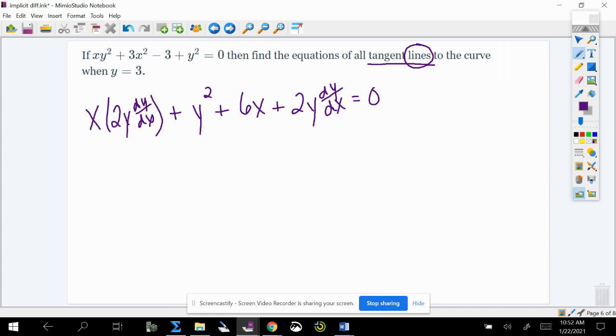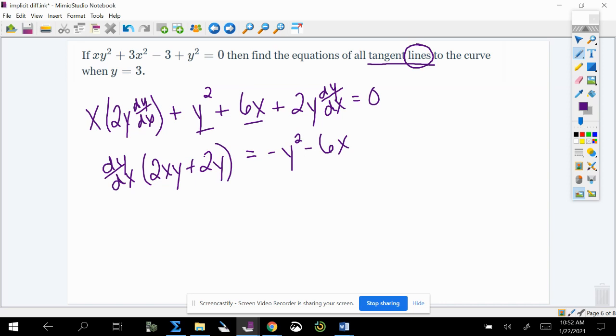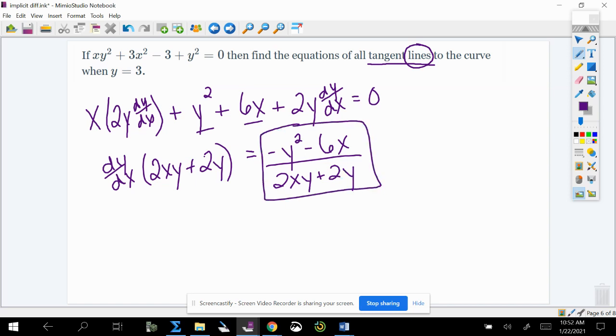And I'm going to move these two. So I have a negative y squared and a negative 6x. And if you want to clean up here, I'm going to pull a dy dx out on this side. And I've got 2xy plus 2y. Then I'm going to divide. And there's my derivative.